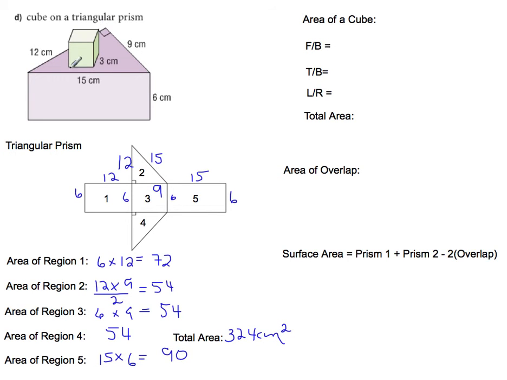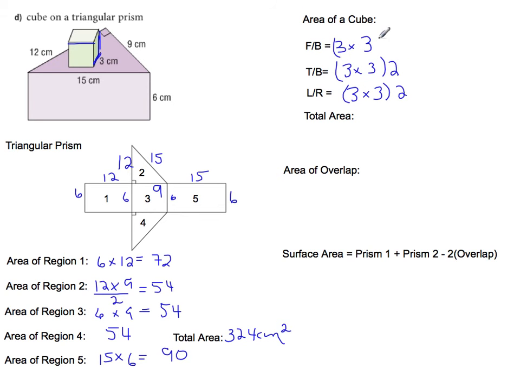Now I have a cube on the top. So we know that the dimensions of a cube have the same length, width, and height. So we know that we have 3 centimeters here. So we know that this is 3, and this is 3. So we have a 3 by 3, a 3 by 3, and a 3 by 3. We know we have 2 sides of each. So I'm just going to multiply everything by 2.